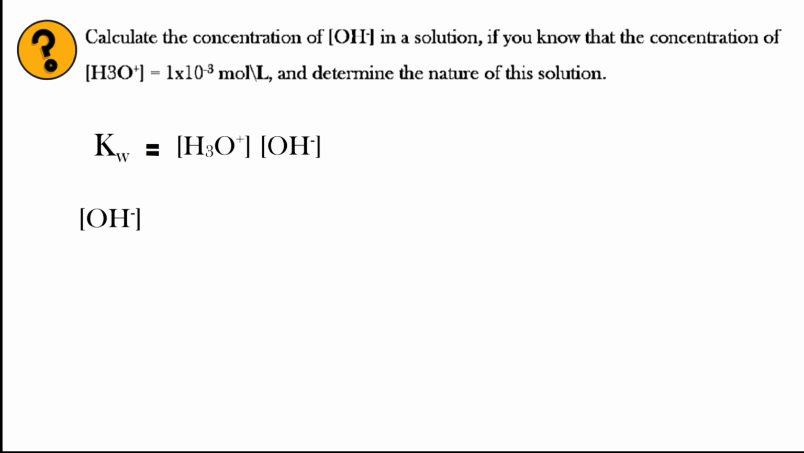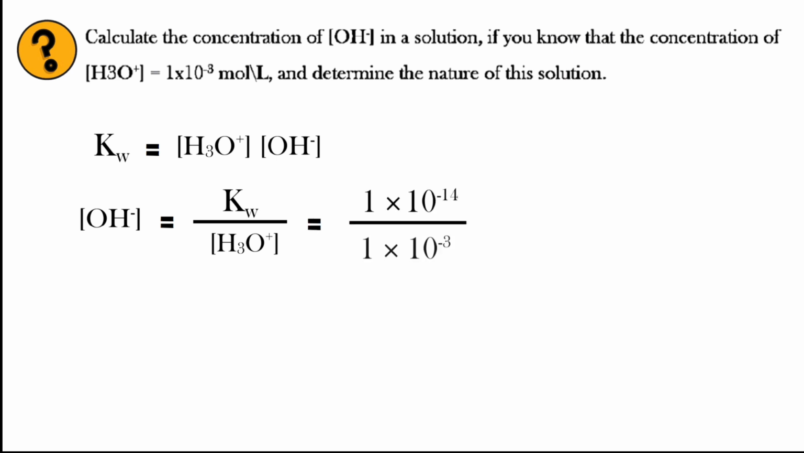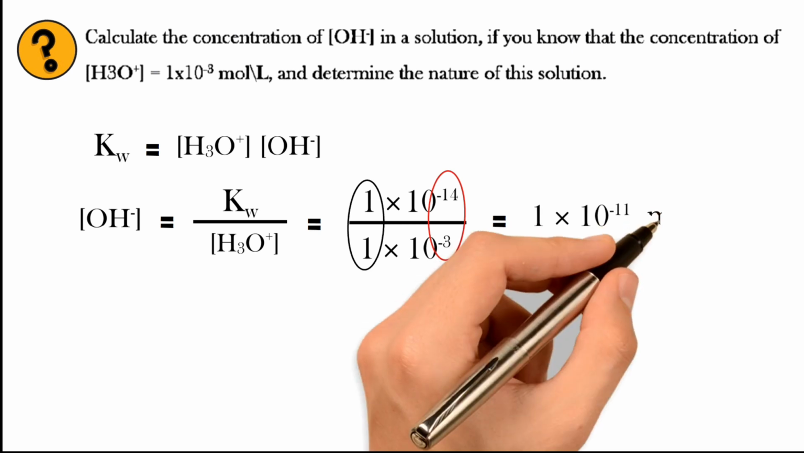So the concentration of OH- ions equals Kw divided by the concentration of H3O+ ions. Then we substitute the values. We divide the integers first and then subtract the exponents from each other. So the concentration of OH- ions equals 1 times 10 to the power of minus 11 moles per liter.